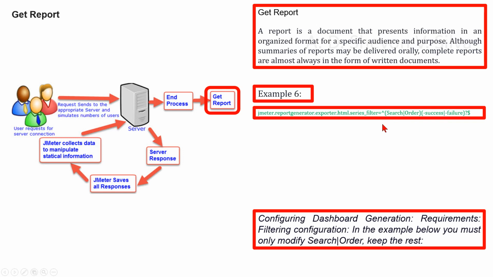To ensure this, set the property jmeter.reportgenerator.exporter.html.series_filter to keep only the transactions you want in the report. If you don't want everything in here, you must only modify the search or order, keep the rest.